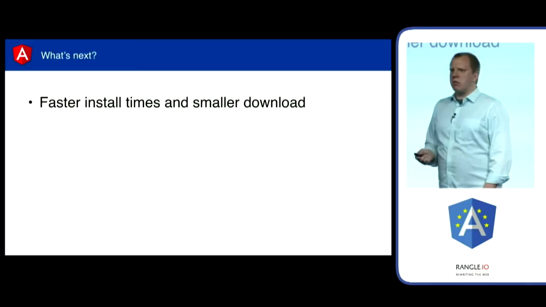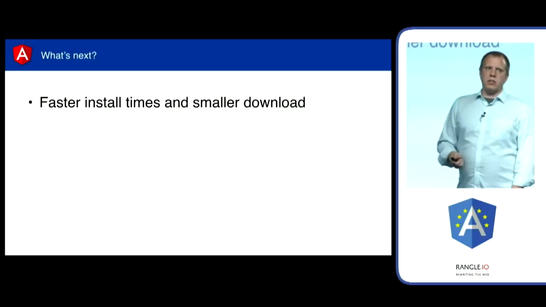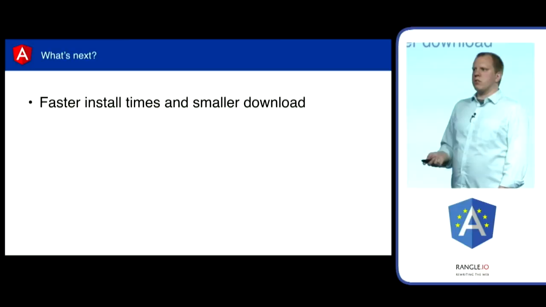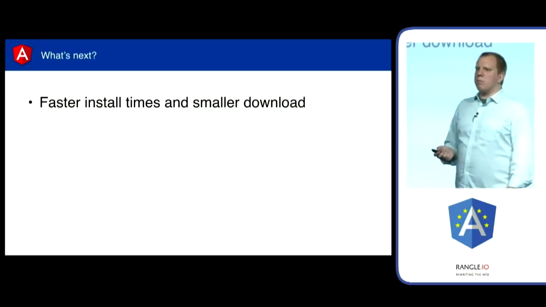And that's not including Yarn. For those of you who heard about Yarn, Yarn installs NPM packages faster. For the CLI, it makes a significant difference. But even then, we want to improve by 60 to 80% the install time that you get in NPM for the CLI.